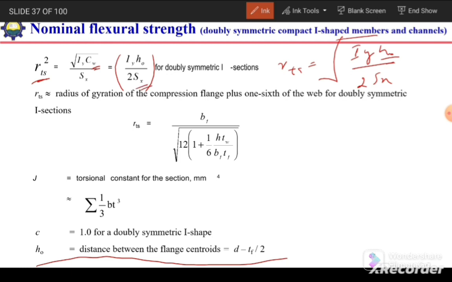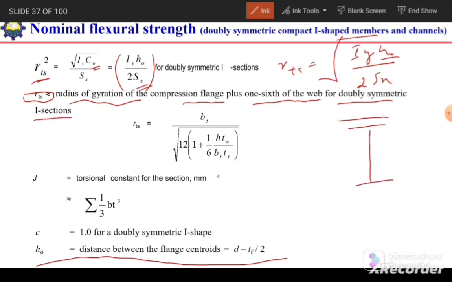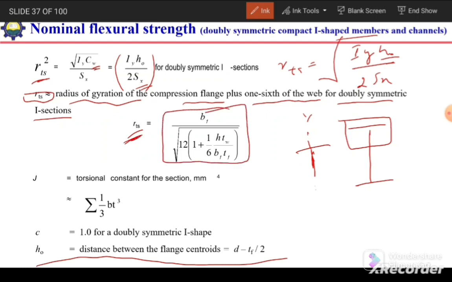We can also approximate this r_ts value, which is the radius of gyration of the compression flange plus 1/6 of the web for a doubly symmetric I section. So we will assume this flange and 1/6 of the web. We will consider this as a T member, and then we can calculate the r_ts value. We will calculate its I_y about this y-axis and then divide by the area, so we can get this r_ts value. This is given by this equation.